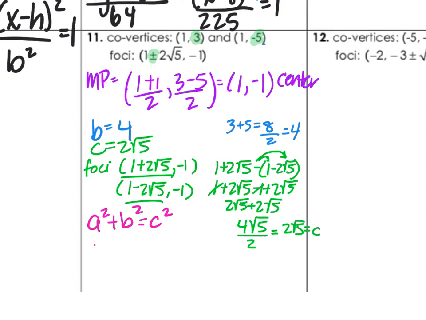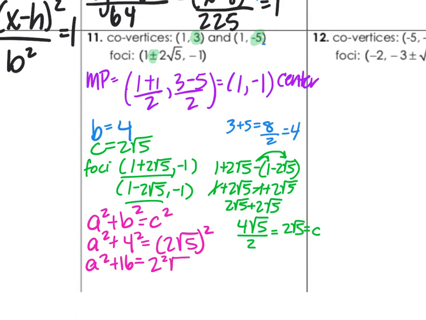So a squared we don't know, b squared is 4 squared, and c squared is 2 square roots of 5 squared. So 4 squared is 16. When you are squaring something that has a radical, with a term on the outside and a term on the inside of the radical, you can kind of distribute that exponent. Remember, you can't distribute an exponent over plus or minus, but you can distribute an exponent over multiplication. So I forgot that there was a 5 in there and not a 2.